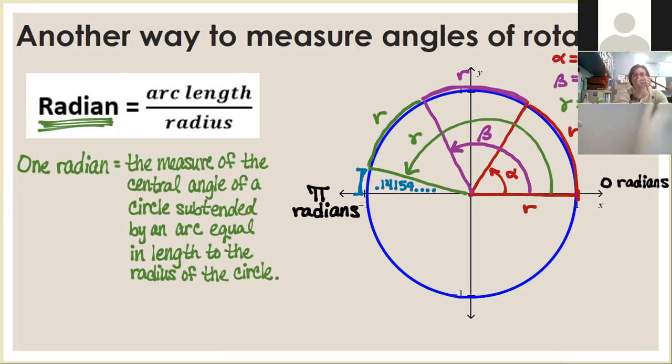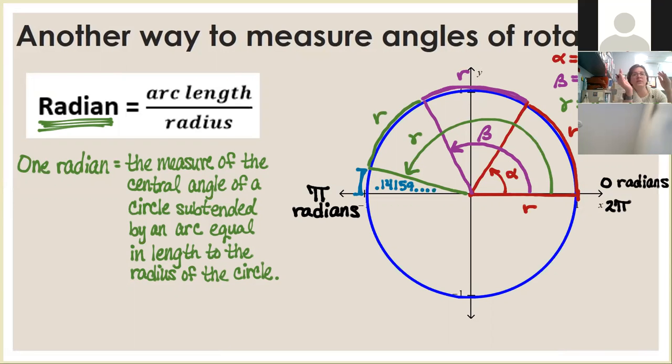How far is it if I complete one full rotation all the way around and my terminal side ends on my initial side? 2 pi, absolutely. So just like before where we had both 0 degrees and 360 degrees labeled here, I'm going to have 0 radians and 2 pi radians labeled here.